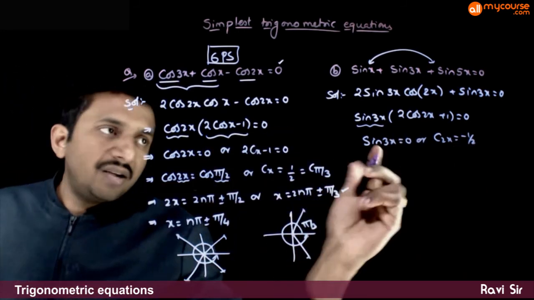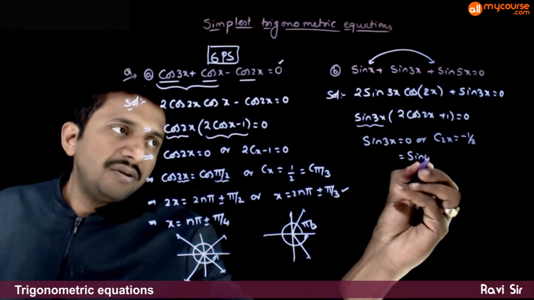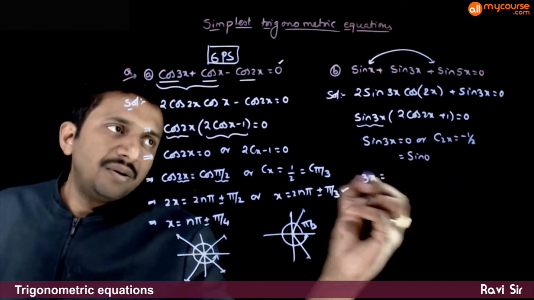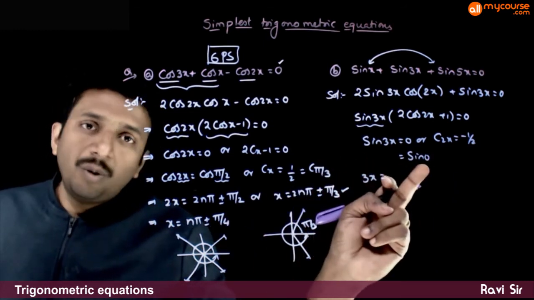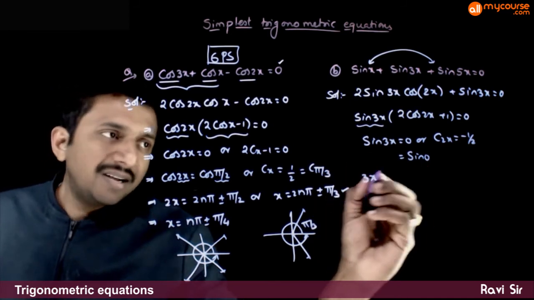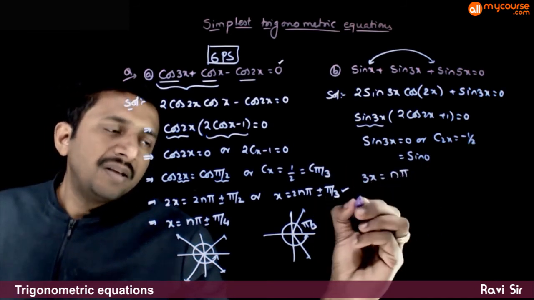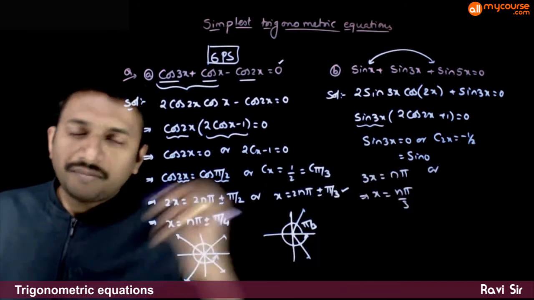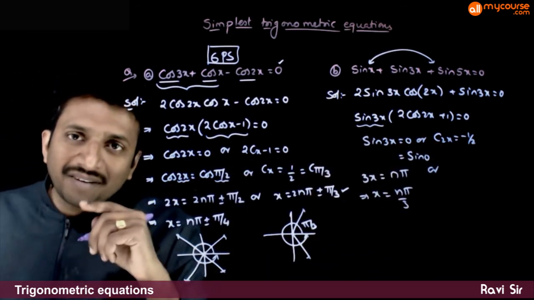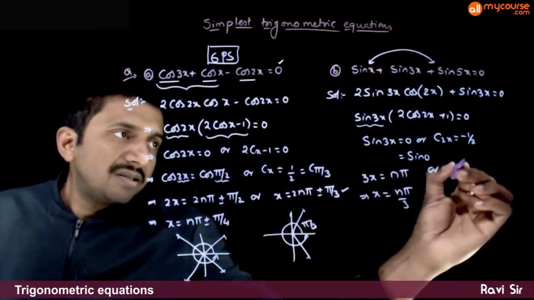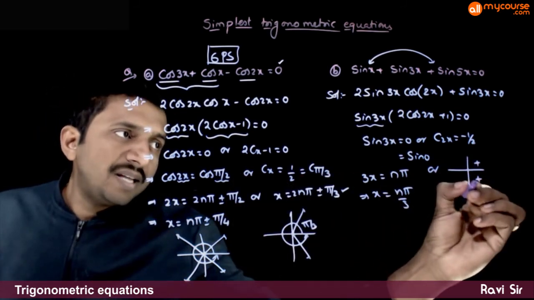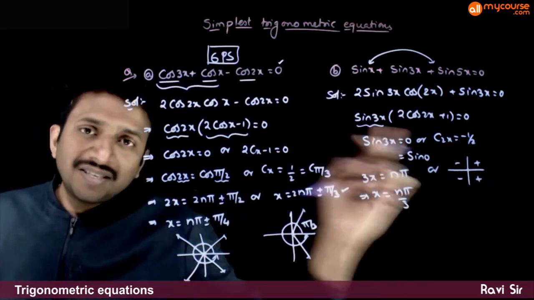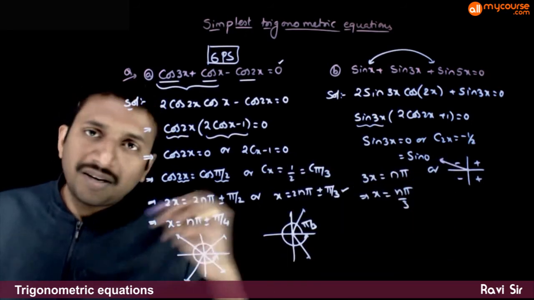So sin 3x is equal to 0. 0 can be written as sin 0. So 3x is equal to n pi plus minus 1 whole power n into 0. 0 can be neglected, so you have n pi. This implies x is equal to n pi by 3. Or minus half corresponds to cos of something. If you take the quadrant diagram for cos, plus plus minus minus, if cos x is negative, you get an angle in the second quadrant.